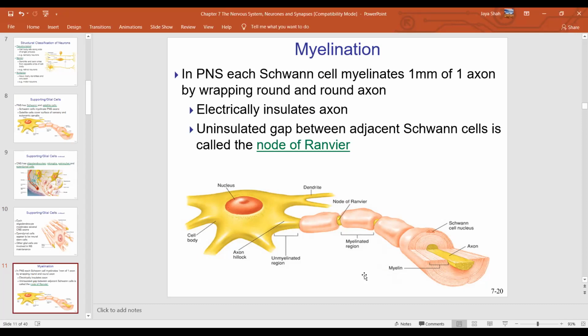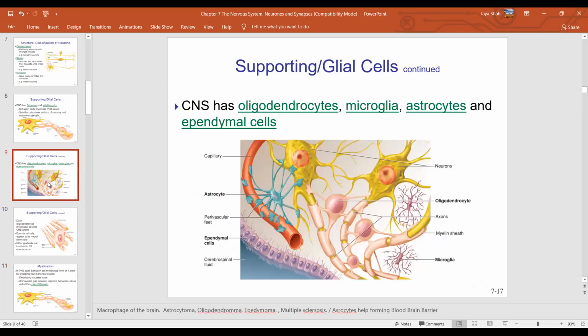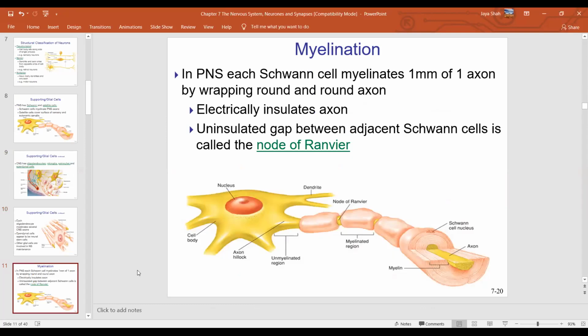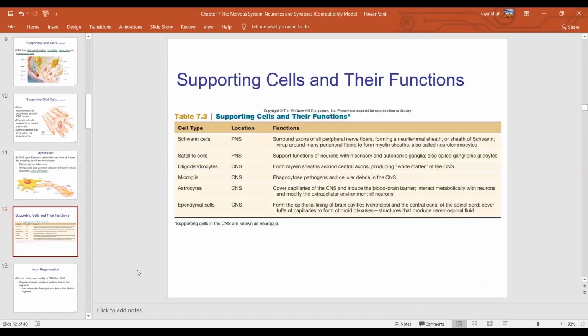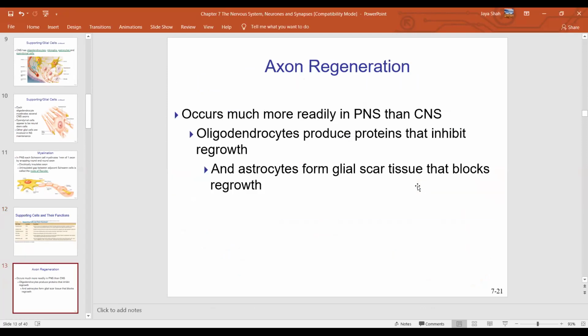So in regards to myelination, the oligodendrocytes are more efficient. Okay. This is the summary. I have told all what are their location and what are their function. I talked about them, so you can go and read this.